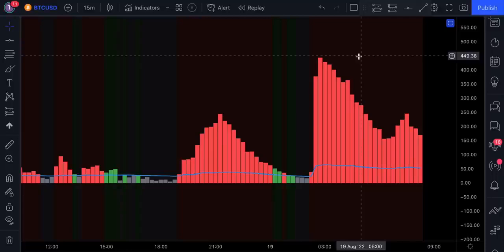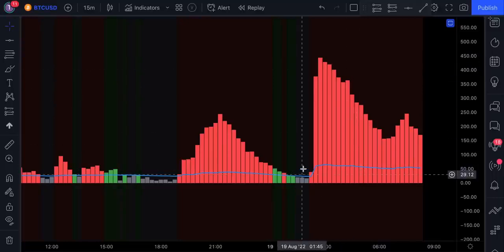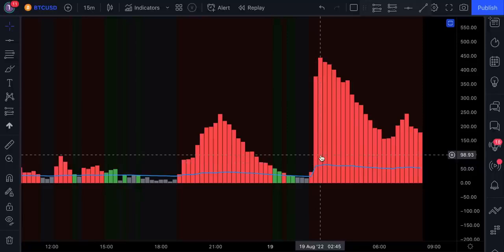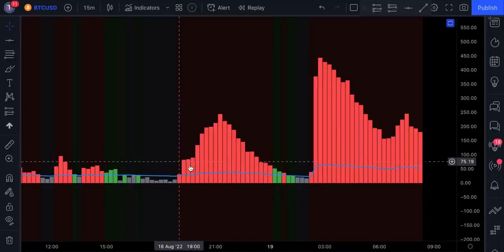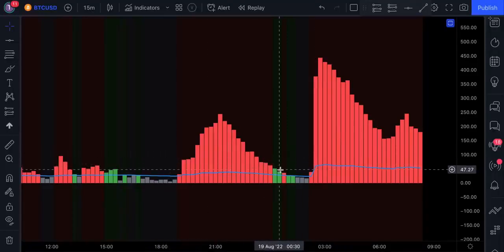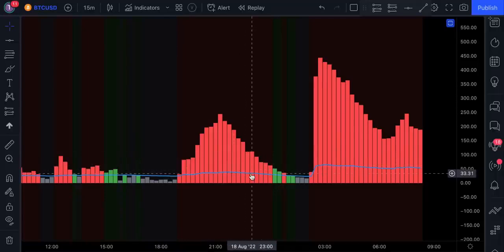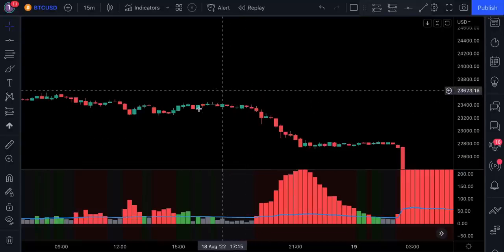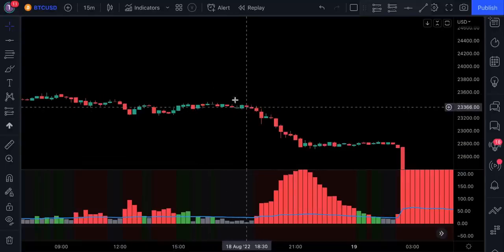Every time the histogram turns from either green or grey to red, this is considered a new short signal. And if the color of the histogram has changed from either grey or red to green, this is a new signal to go long. This moving average acts as a filter. As we can see, when the histogram is below the moving average, there are no signals to be issued. This usually happens when the volume in the market is low, and these are exactly the times we want to avoid.